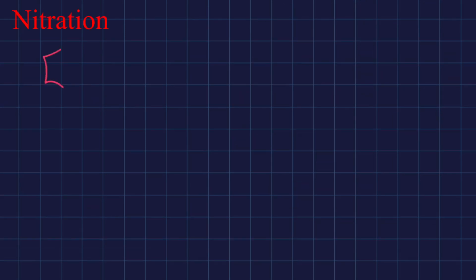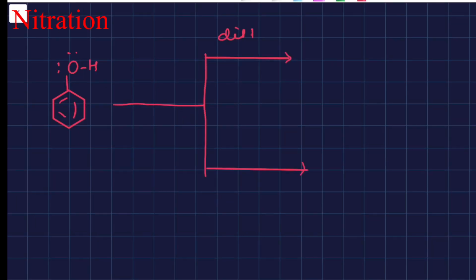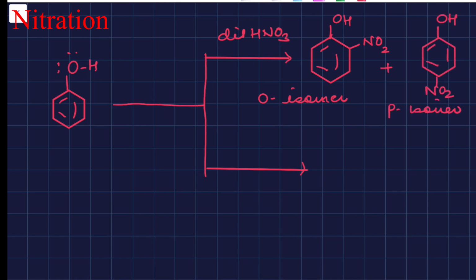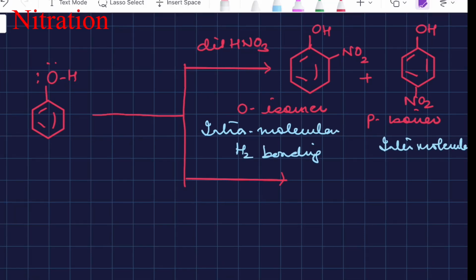For nitration, again we have 2 cases. This is phenol, strongly ortho-para directing. If we take dilute HNO3, with dilute we get the ortho isomer and the para isomer. And here the ortho isomer undergoes intramolecular hydrogen bonding, whereas the para isomer undergoes intermolecular hydrogen bonding. Let's look at the diagram to see.